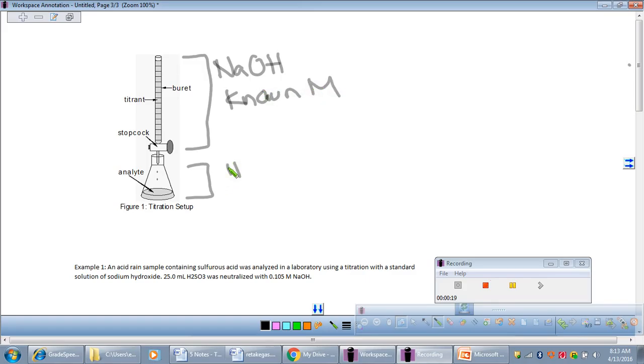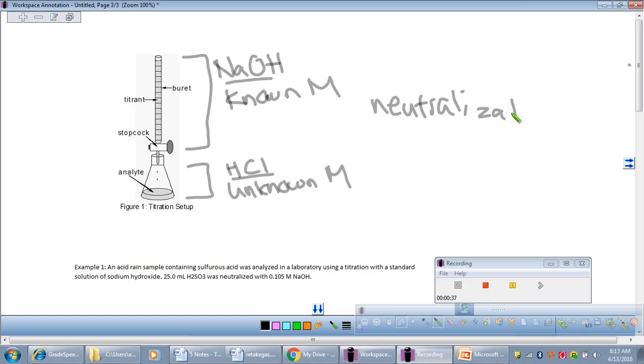Then you have your analyte, which in our lab was hydrochloric acid, and that is your unknown concentration. Now, we're going to use the fact that if you react sodium hydroxide and hydrochloric acid, that is a neutralization reaction, meaning that you are going to bring the pH to about 7. And when you have a pH at about 7, you can use stoichiometry to convert the concentration of sodium hydroxide to the concentration of hydrochloric acid.